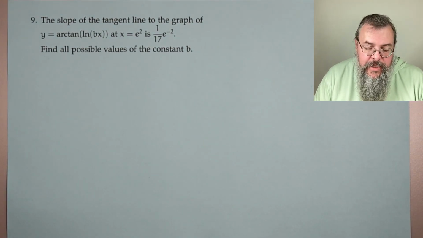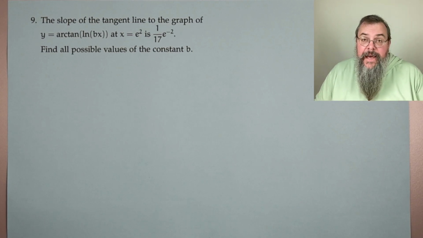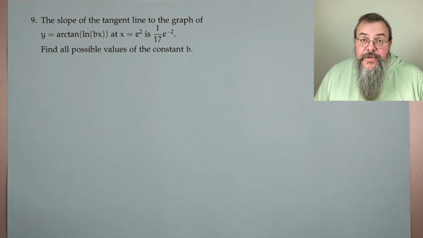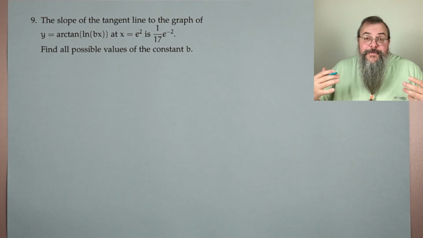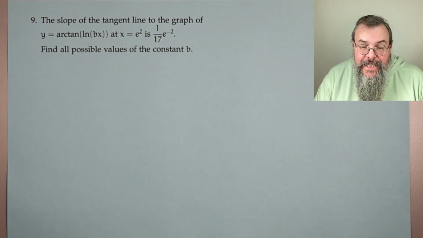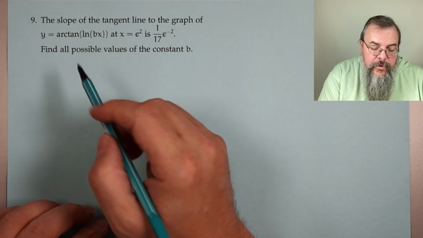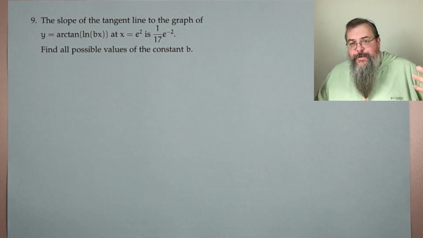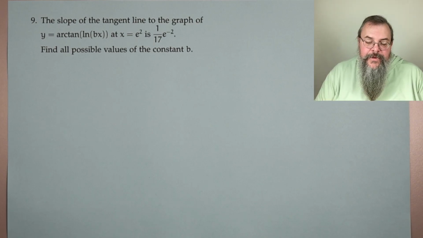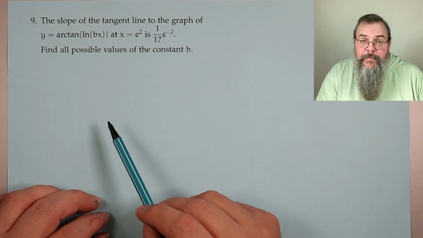The slope of the tangent line to the graph of y equals arctangent log of bx at x equals e squared is 1 over 17 e to the minus 2. Find all possible values of the constant b. All right, well, let's just work through it. So we have slope of the tangent line, which is just a fancy way of saying the derivative. So the derivative at x equals e squared is 1 over 17 e to the minus 2.